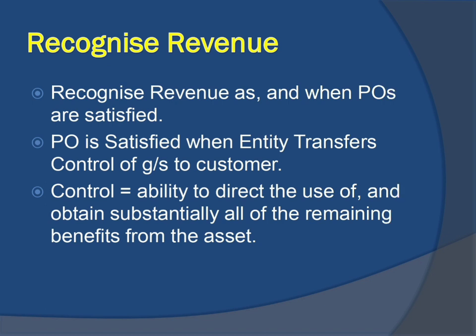The last step, recognizing revenue as and when performance obligations are met. Revenue is only recognized when a performance obligation is satisfied. A performance obligation is satisfied when the entity transfers a promised good or service to the customer. An asset is considered transferred when or as the customer obtains the control of the asset. What does control mean? Control means the ability to direct the use of and obtain substantially all of the remaining benefits from the asset.